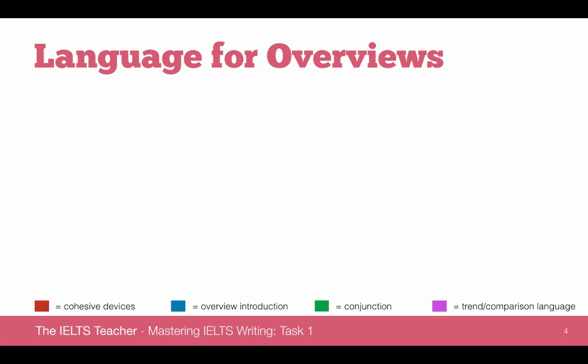Let's go into a bit more detail here and look at the type of language we want to use for overviews for the different question types. You can see at the bottom here we have a color-coded key. So your overview really should contain cohesive devices, a quick piece of language to introduce the overview, a conjunction to make sure we have a complex sentence, and trend or comparison language. Let's have a look at this here.